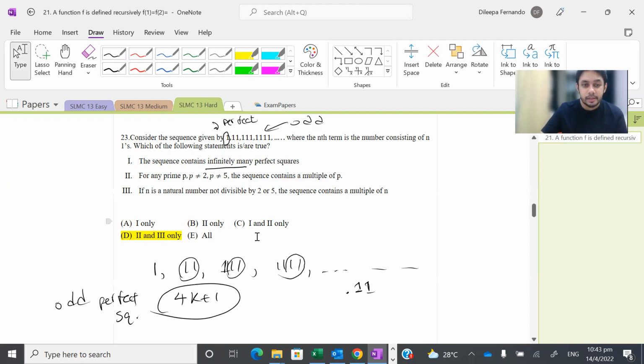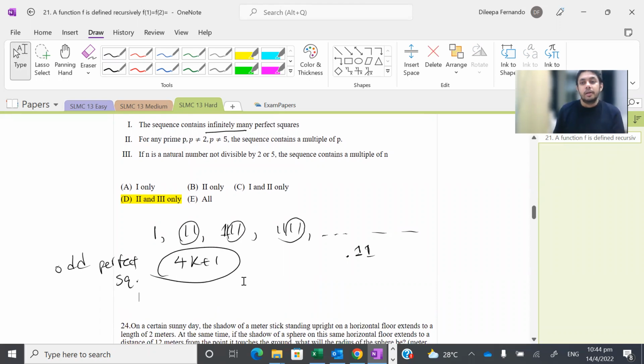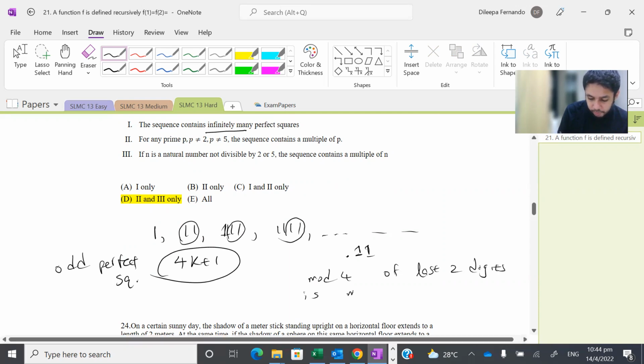And if you remember how you find mod 4, you can see it is always the last two digits. The mod 4 of the last two digits is the mod 4 of the number, because the digits after the last two digits form a multiple of 100, which is a multiple of 4.